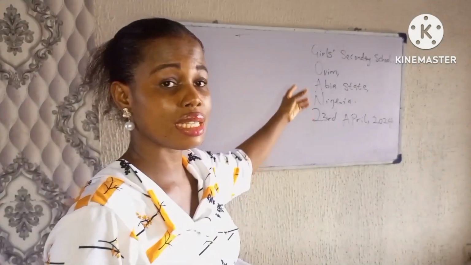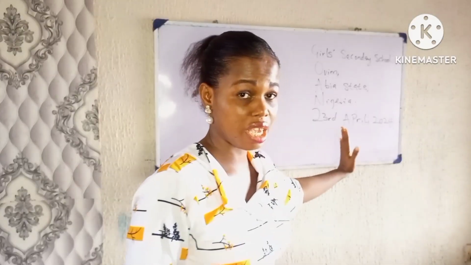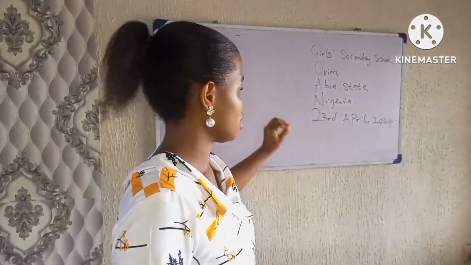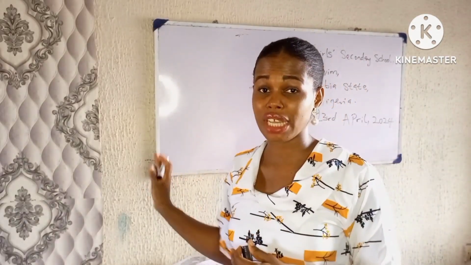Please do not use the slant method, okay? It's outdated. Don't use the slant method. Use the block method. 23 April 2024 or 23rd April 2024. Okay, so this is how your address and your date should be.